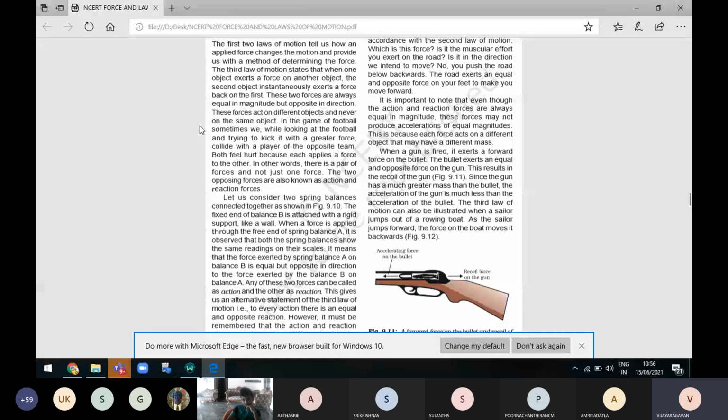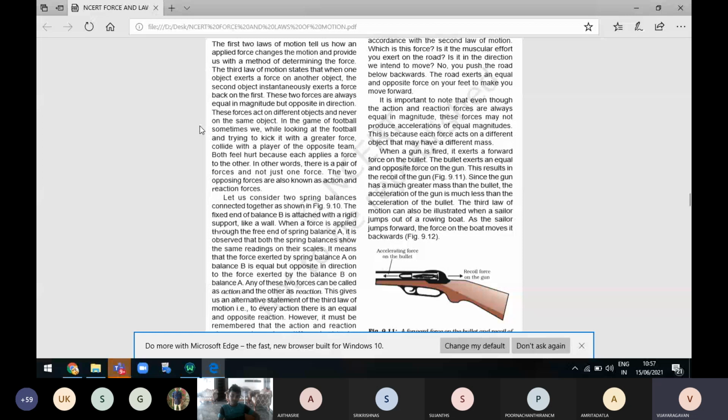What happened? You are coming forward. While you are coming forward, the boat is moving back. Whoever travels in a boat can experience this, that when you jump, the boat will go back. So now the boat is moving away from the shore. That is the example for the third law of motion.